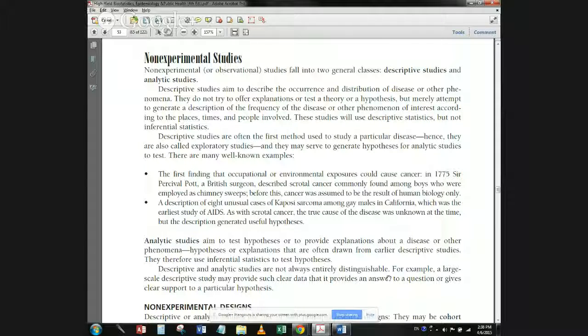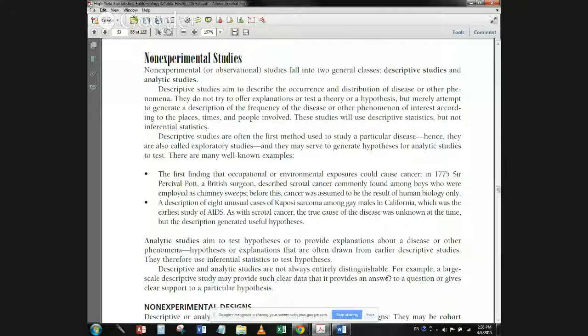These studies will use descriptive statistics, but not inferential statistics. Descriptive studies are often the first method used to study a particular disease. Hence, they are also called explanatory studies. They may serve to generate hypotheses for analytical studies to test. There are many well known examples.